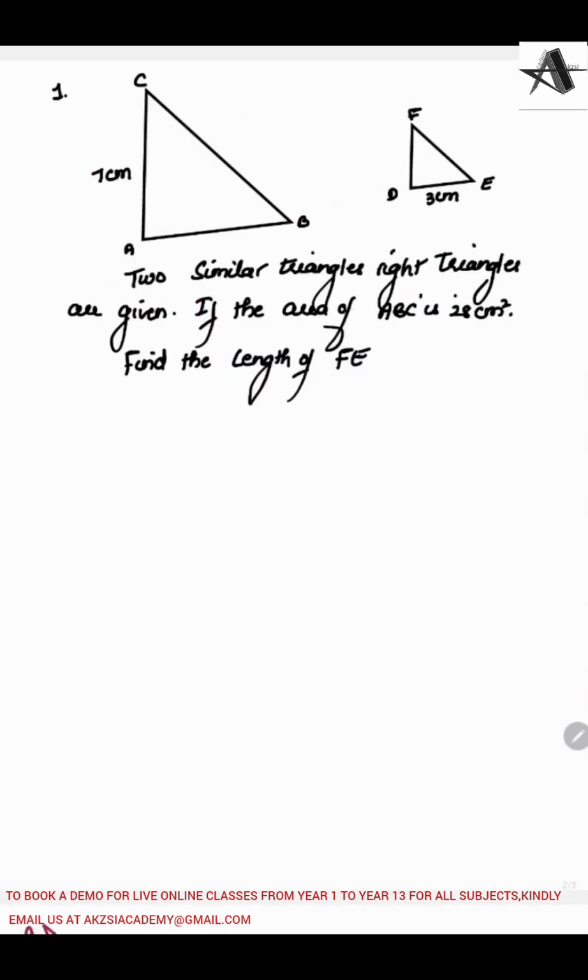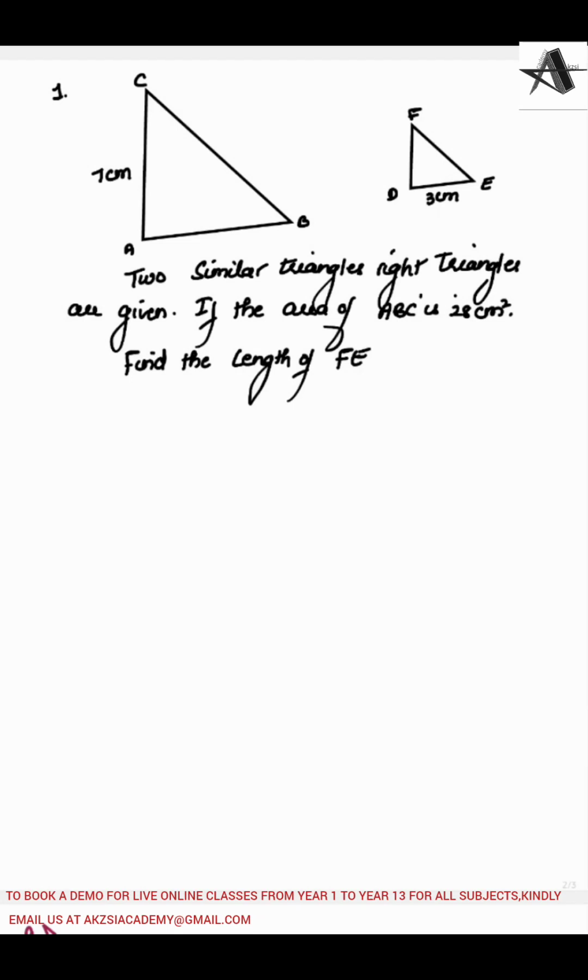Now see this question. It says ABC and DEF are two different triangles and they both are right angle triangles. Definitely the figures are not drawn accurately. The length of AC is given as 7 centimeters whereas DE is given as 3 centimeters. Apart from that, we have information about the area of the triangle ABC, which is 28 centimeters squared. Now we have to calculate the length of FE.